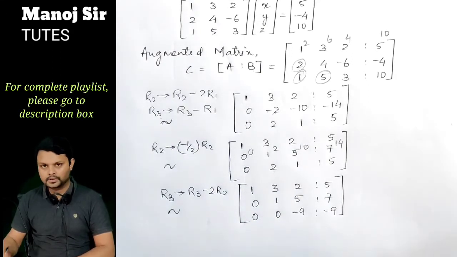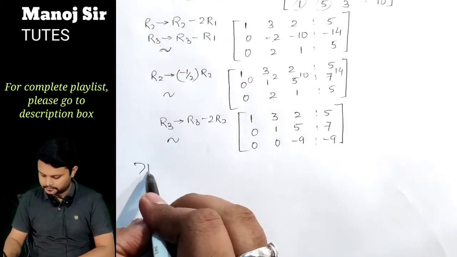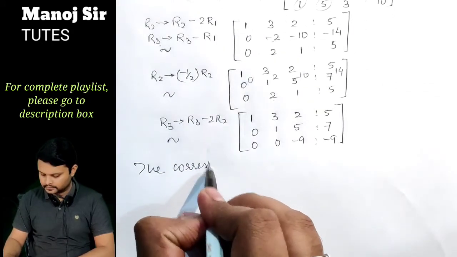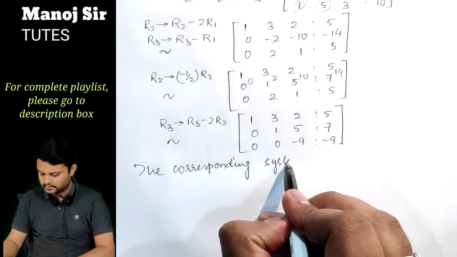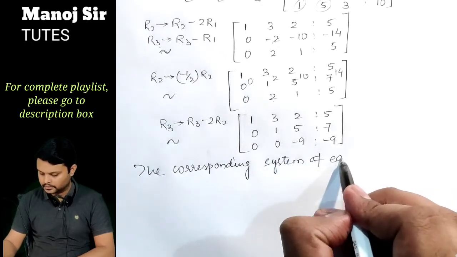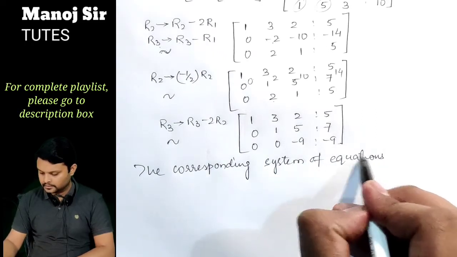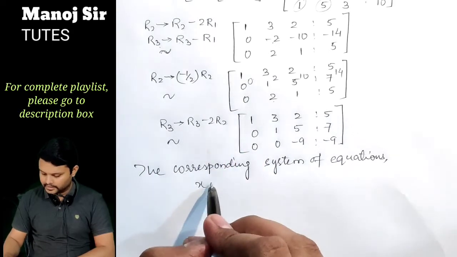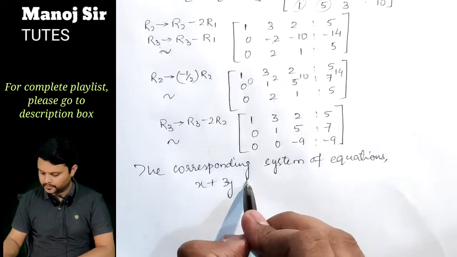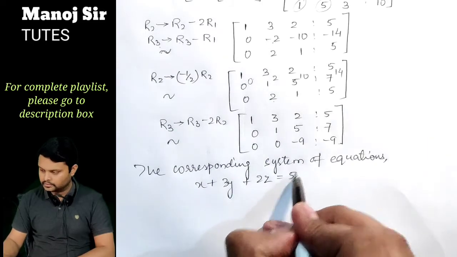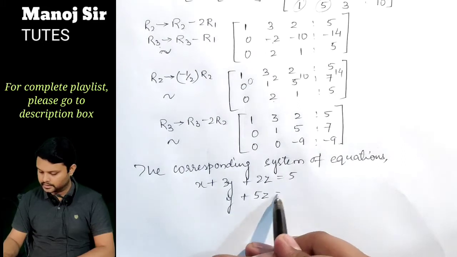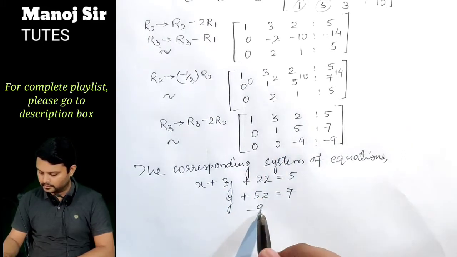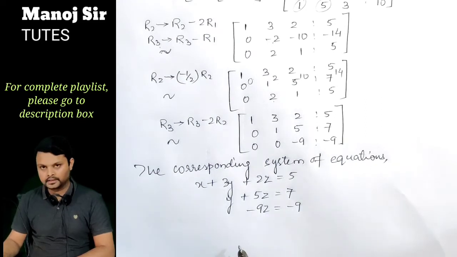Now we have to write the corresponding system of equations. That is x plus 3y plus 2z equals 5. Then here we have y plus 5z equals 7. And here we have minus 9z equals minus 9. Now we have to solve by using the back substitution method.